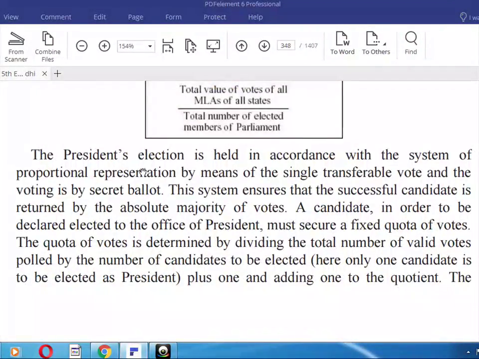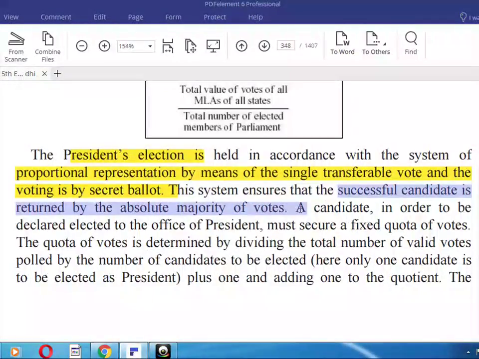The President's election is held in accordance with the system of proportional representation. It is very, very important. Proportional representation by means of the single transferable vote, and the voting by electors is by secret ballot. This system ensures that the successful candidate is returned by an absolute majority of the votes.